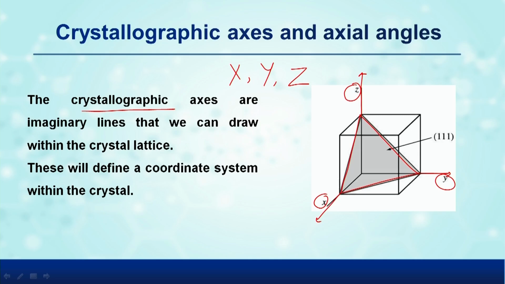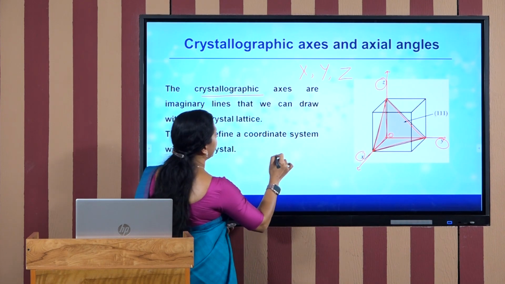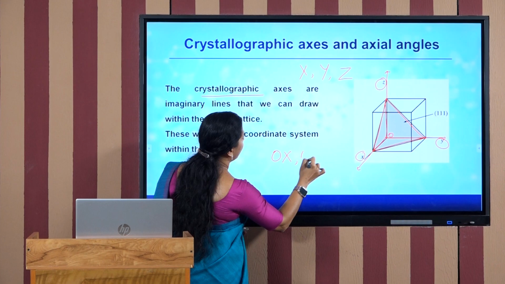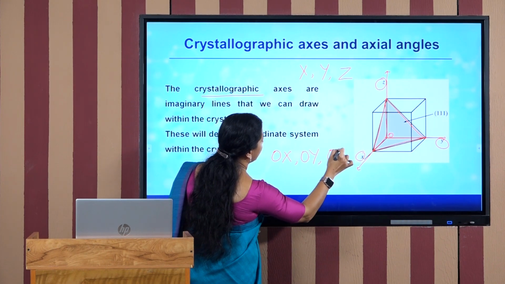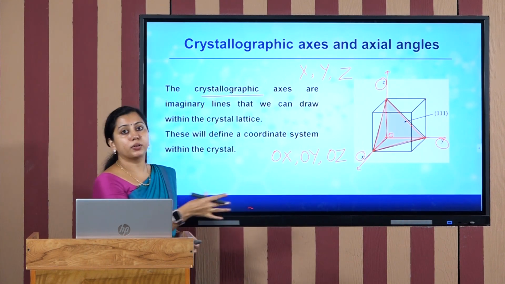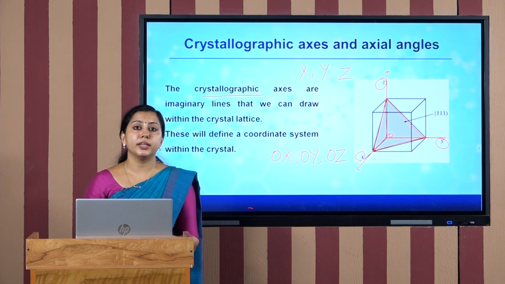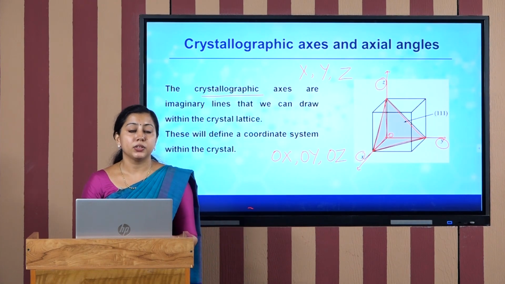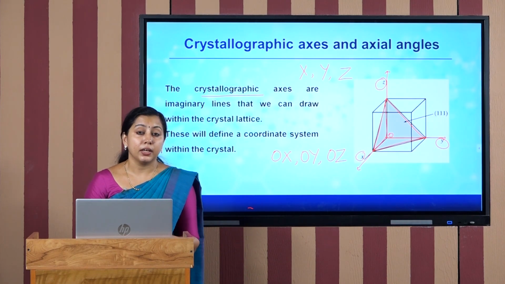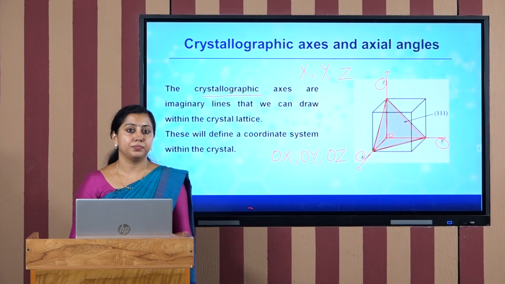and z. Now, these three crystallographic axes, or lines, meet at a common point, the origin O. So, the lines we have are OX, OY and OZ, the three crystallographic axes. These three axes will define a coordinate system within the crystal. So, the crystallographic axes are imaginary lines that we can draw within the crystal lattice in order to define a crystal structure.